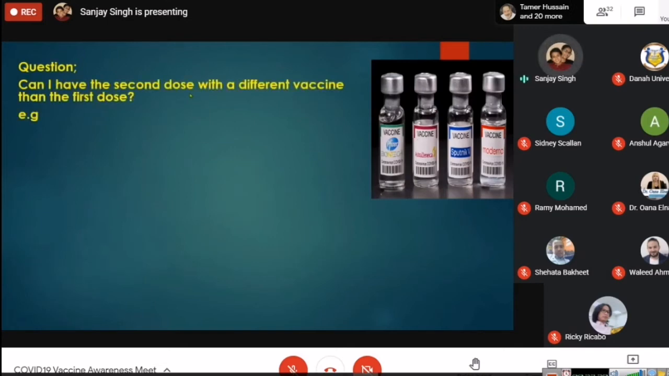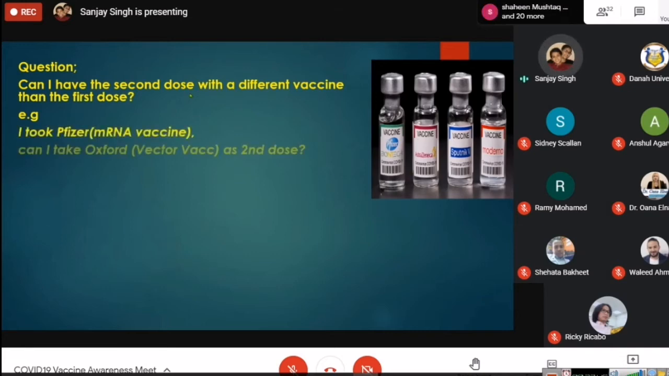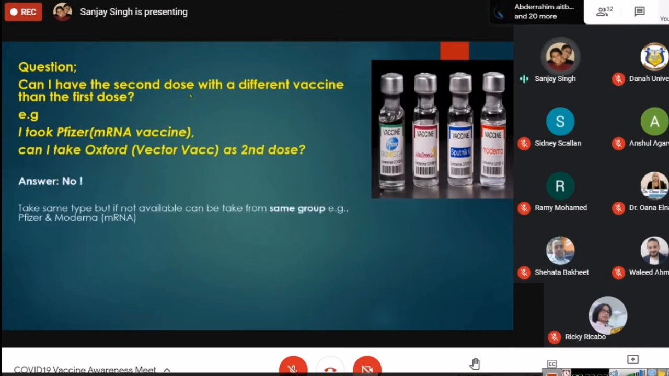Now, can I have a second dose with a different vaccine from the first dose? Okay, a lot of patients have asked me this. Recently, somebody took a vaccine in China and he came to Kuwait and he was asking whether he can take Pfizer. Or if you had Pfizer, can you take AstraZeneca? The answer is no. You should take the same type, but if the same type is not available, you should take from the same group, like Pfizer and Moderna.